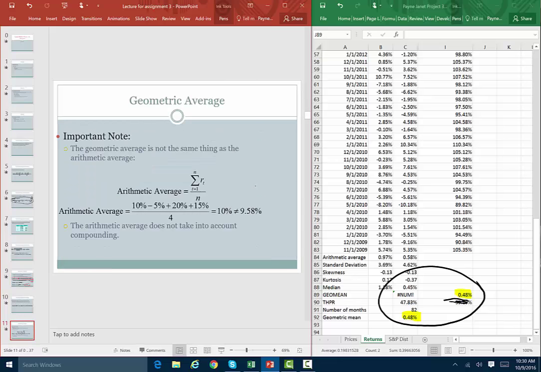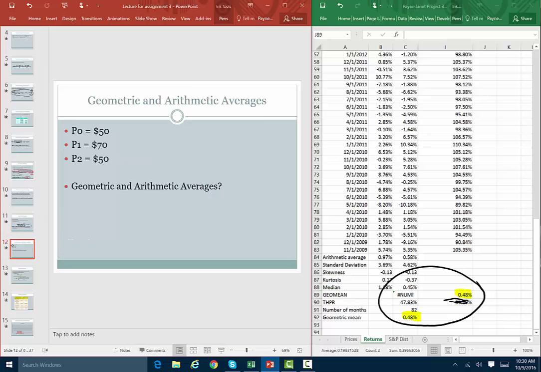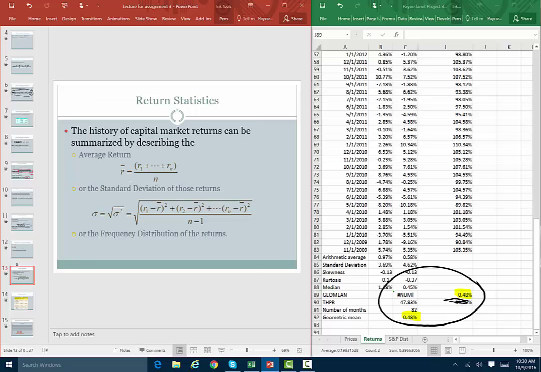The geometric average is not the same thing as the arithmetic average. We probably talked about that a little bit in 3312, but maybe not. The arithmetic average of those is 10%, which of course is not equal to 9.58%, because the arithmetic average doesn't take into account compounding. For various reasons, there are scenarios in which you're going to use the arithmetic average and scenarios in which you would want to use the geometric average. Okay? So that's just a challenge to have you do that.